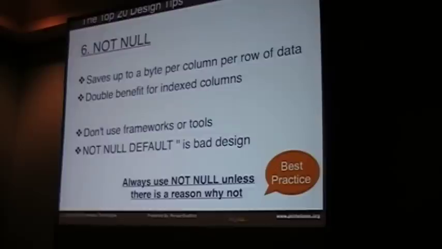This is one of my favourites. Not null. It can actually save you up to a byte, and the storage engines, depending on your use, will optimise this down into using bits per columns. But the significant thing, as I say down there in the best practice, like I said with unsigned, the rule should be always define your columns as not null, unless there's a reason not to.